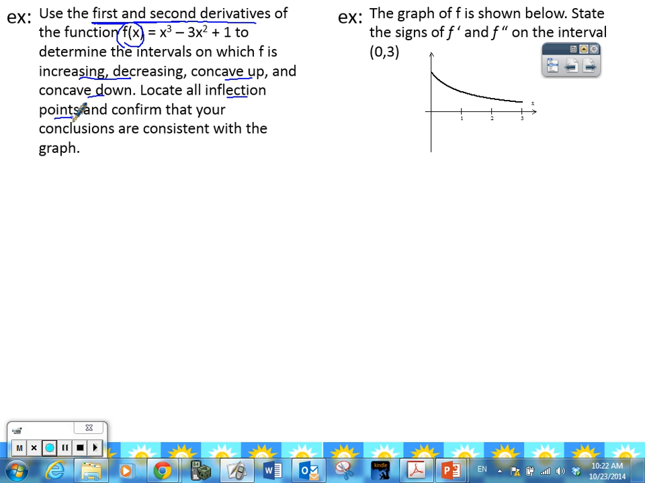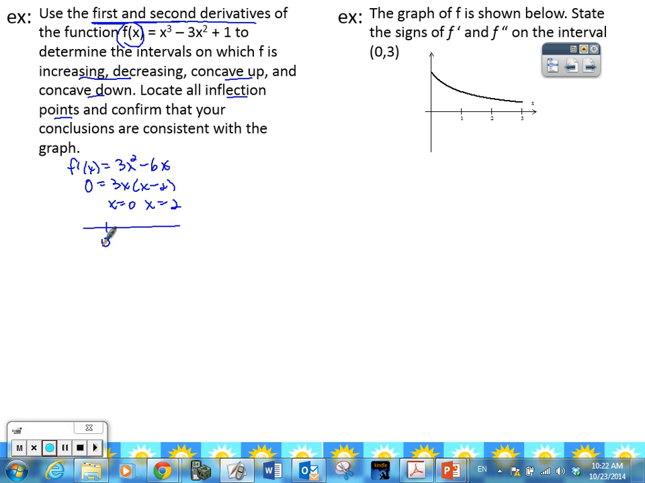First and second derivatives. So let's find our first derivative. Our first derivative is 3x squared minus 6x. Just as we learned yesterday, to find intervals of increase-decrease, we determine if there are any undefined points. There aren't, right? No singular points. Stationary points we probably have. So we set it equal to 0. So x is 0 and x is 2.